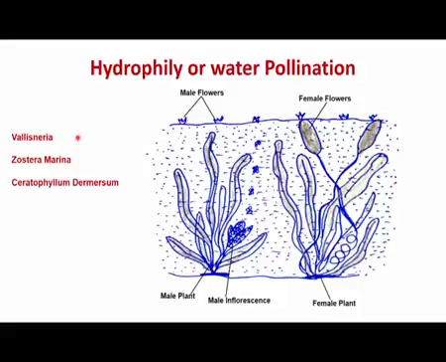The pollen grains as well as the stigma which are produced in these plants are water resistant, so they do not get wet by the water. In this case also, the stigma is very long and sticky, so that as soon as it takes up a pollen grain, the grain sticks to the stigma, and that is how it facilitates fertilization. The examples in this category are Vallisneria, Zostera and Ceratophyllum.